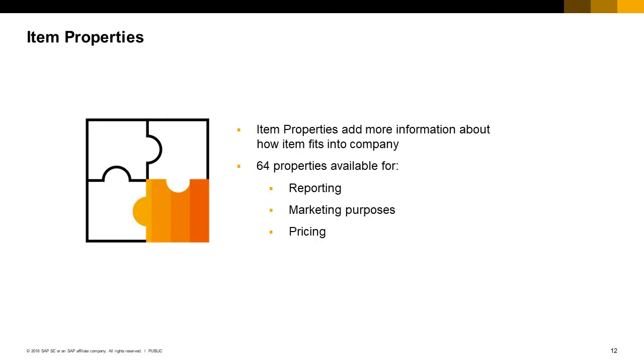Item properties give you a way to add more information about how this item fits into your company lines of business, sales territories, and marketing goals. On this tab you can classify the item with up to 64 different properties, which you can use for reporting, marketing purposes, and even for determining pricing. For example, a particular laptop might be classified according to the type of user: professional, student; condition: new, refurbished; and other properties such as screen size, processor brand, price range, system memory, touch screen or not, operating platform, and much more.